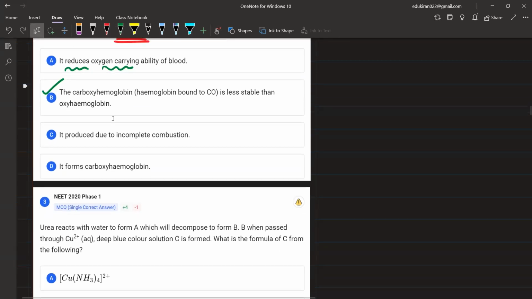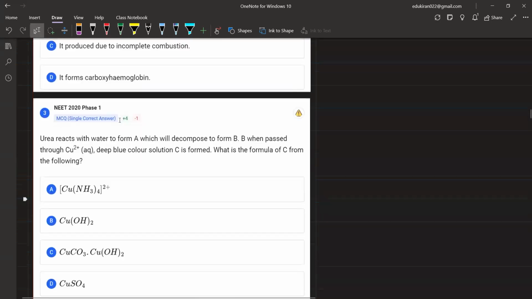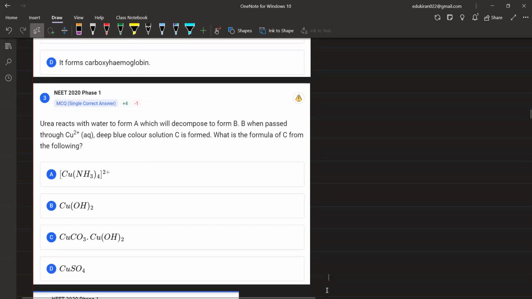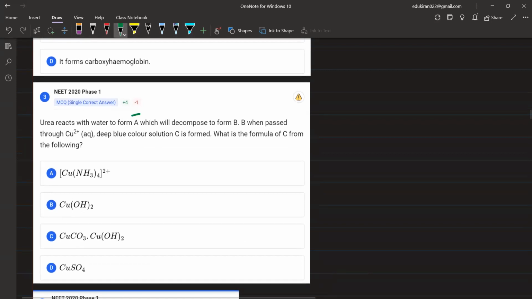Now moving on to the next question. Yeah, this question शायद आप लोग को नहीं पता हो. But see here. First of all, you have urea that reacts with water and it forms a compound A, which then decomposes to form B. And then when B is passed through copper 2 plus, deep blue color solution C is formed. Okay. Now, urea, what is urea? Urea is NH2 that is bonded to C double bond O, NH2.